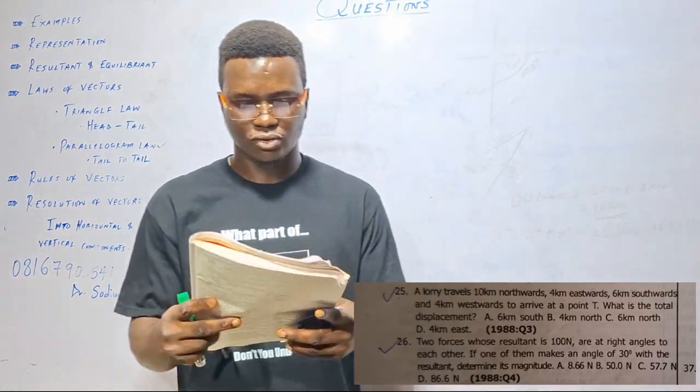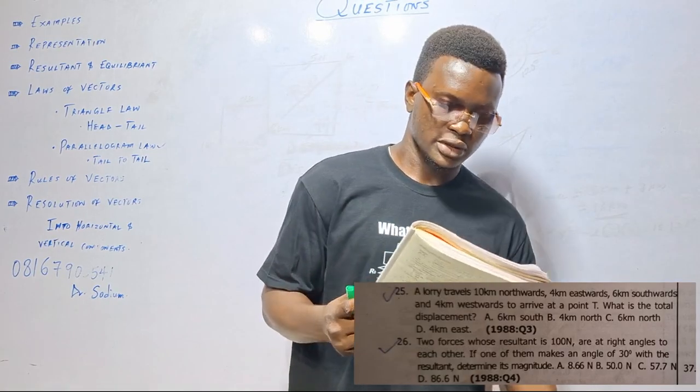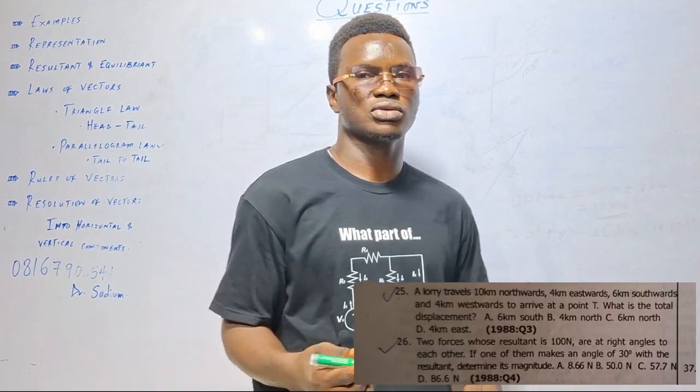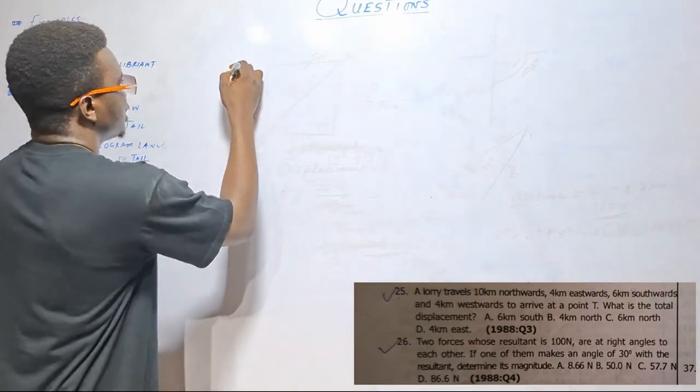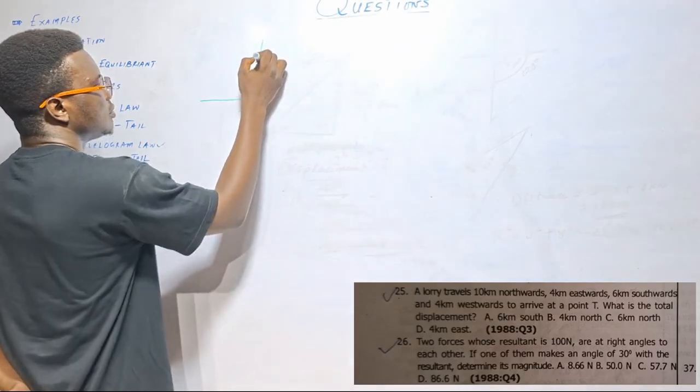But here they give us the resultant and the direction. So we are now asked to find one of the forces that is inclined to the resultant. So let's draw the diagram and see. If you draw the diagram, you already have your resultant.